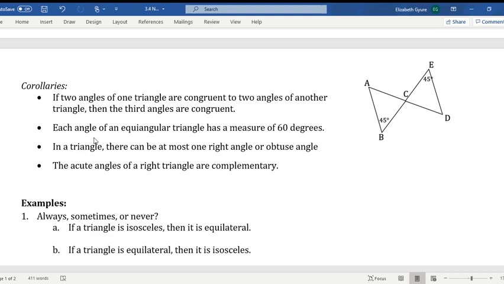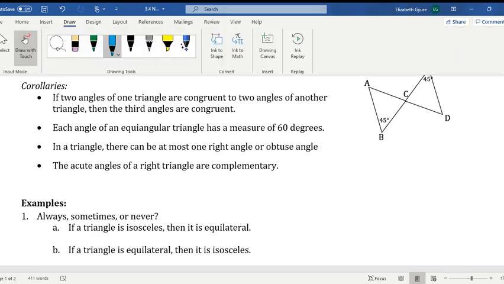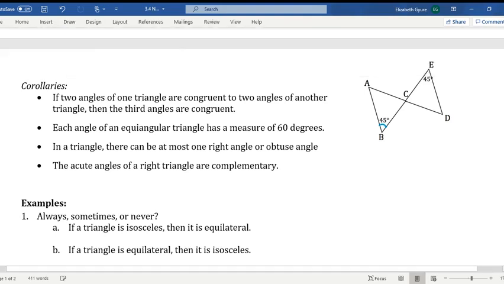The first one, and these don't have formal names, so if you want to use them in a proof, just write a statement. If two angles of one triangle are congruent to two angles of another triangle, then the third angles are congruent. I often refer to this as the third angle corollary. What this is basically saying is in two triangles, if two sets of the angles are already congruent, you can imply the third one automatically is, because aren't the angles going to have to add to be 180? So in this picture here, we have that angle B is congruent to E.